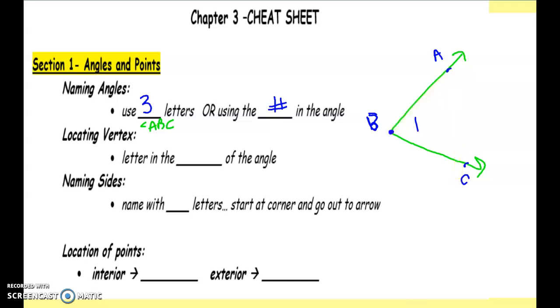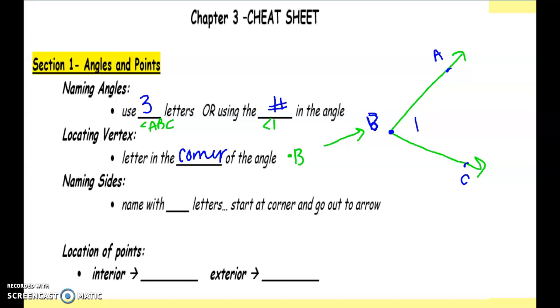So pretend you're kind of drawing it. Or again, if there are numbers, that's the most simplistic way to do that. So in this example, it is labeled as angle 1. Okay, the vertex, it is located in the corner of the angle. So in our example here, we have point B. That is our vertex.